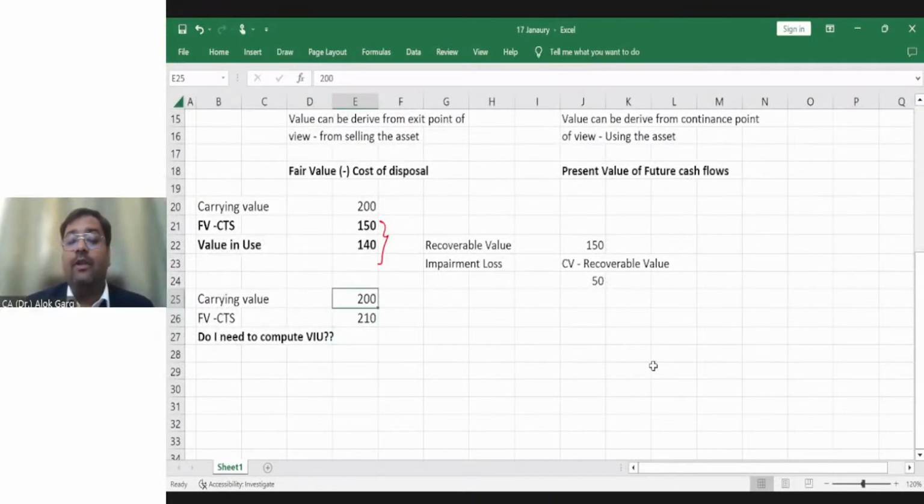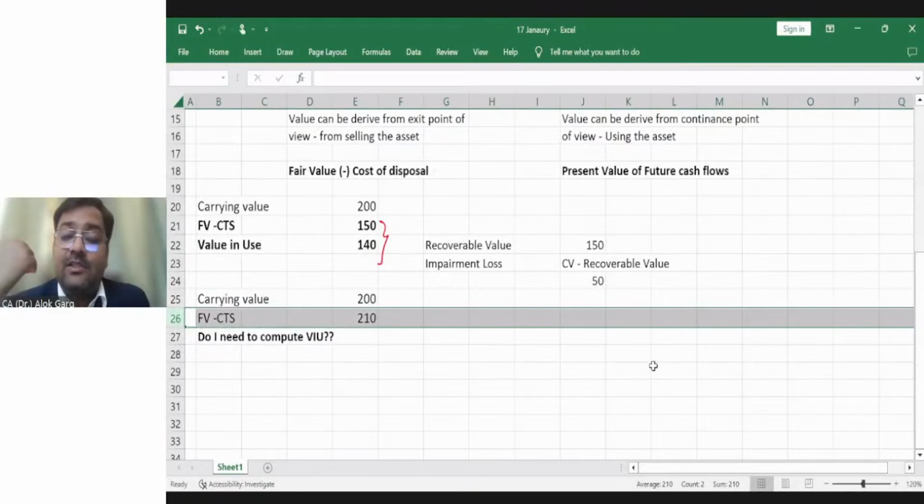What we are doing is only checking the impairment loss, right? And from the one value, we have understood that it is more than the carrying value, and hence there will not be any impairment. So in this case, there is no need to do the value in use calculation, right?